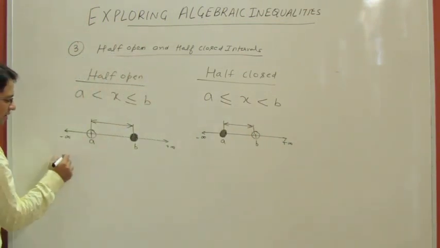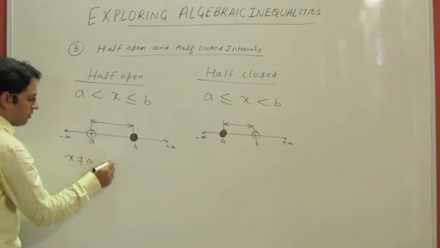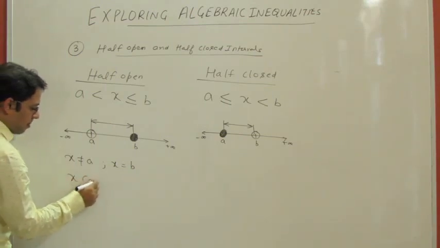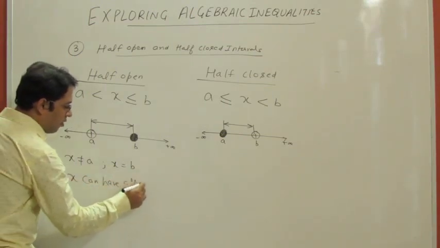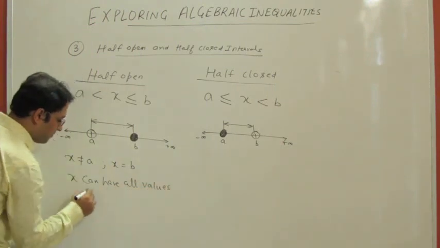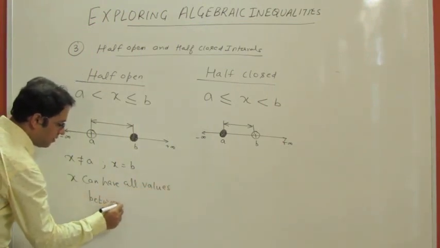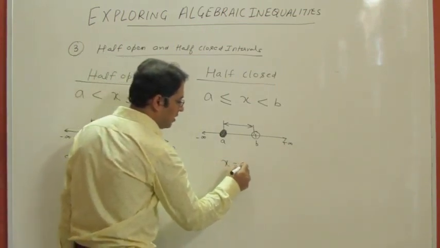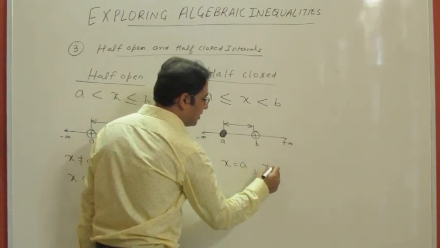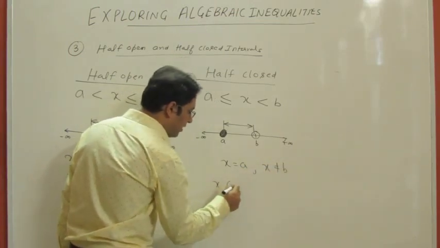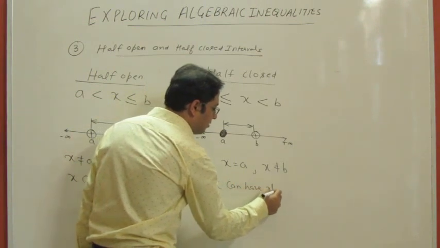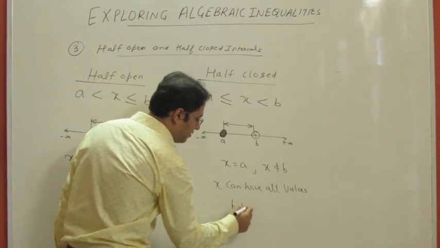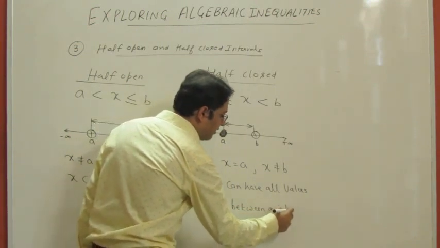So we can write it like this: x not equal to a but x is equal to b, and x can have all values between a and b. Similarly, in this case, x can be equal to a but not equal to b, and x can have all values between a and b.